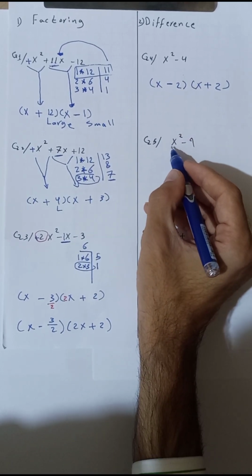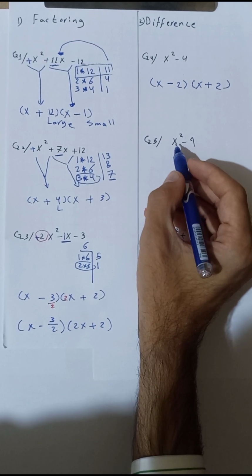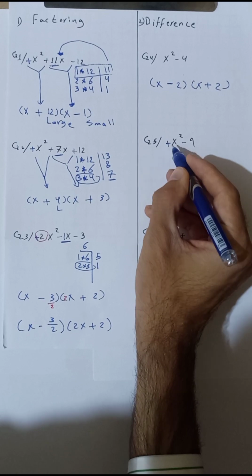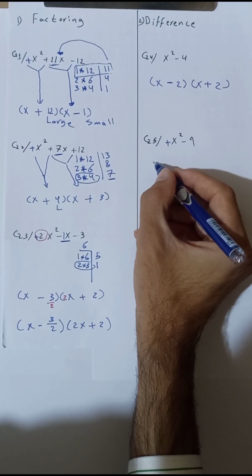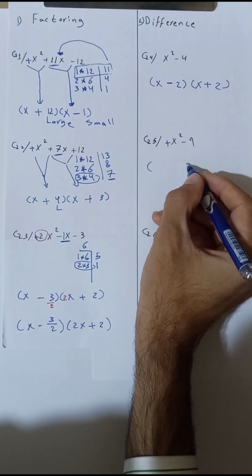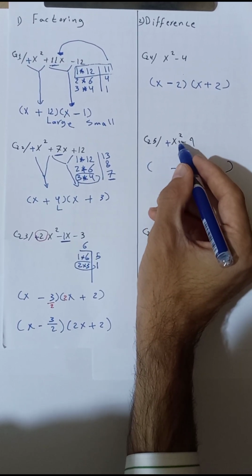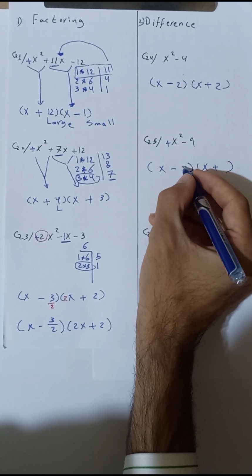We have two square terms. The sign is different. One of them is positive and one of them is negative. So we're gonna open up two different parentheses. Square root of x squared is x. Square root of 9 is 3.